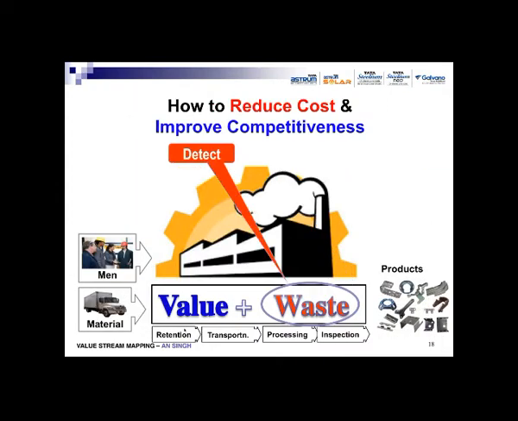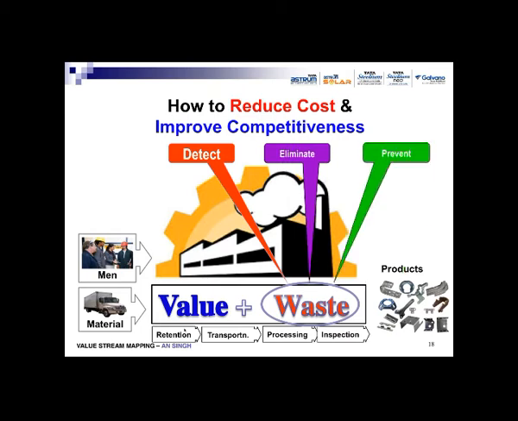So now the challenge is how to reduce cost and improve competitiveness. For the success of any organization, there are essential steps. They have to reduce cost and improve competitiveness. So three phases are used in the improvement journey. First, detection of waste; second, elimination of waste; and third, prevention of waste.